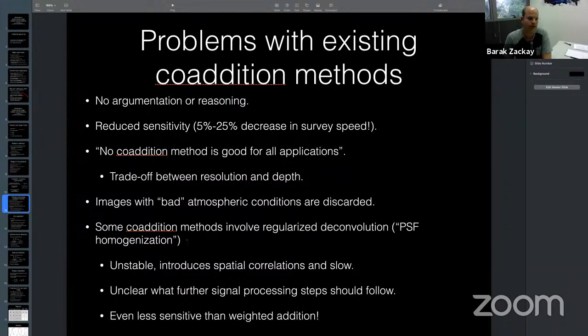And the coaddition methods that involve regularized deconvolution actually have some numerical instabilities. They introduce spatial correlations, and then if you try to detect point sources, you get false detections, and then you raise the bar, and this can be really damaging to the data, to the point in which you have a survey speed that is 50% less than what you could have. And I always say that if you can spare 20% of your telescope time on being lazy, then I want to apply for 20% of your telescope time, and let's see if you like this.